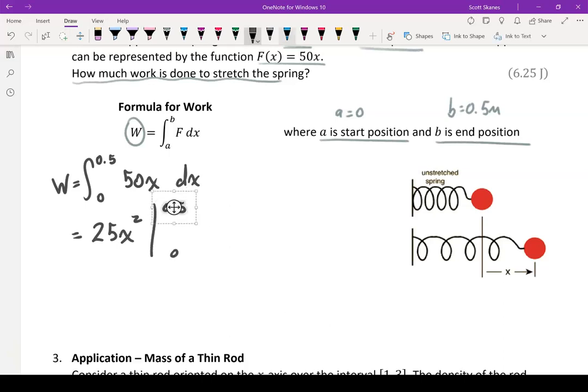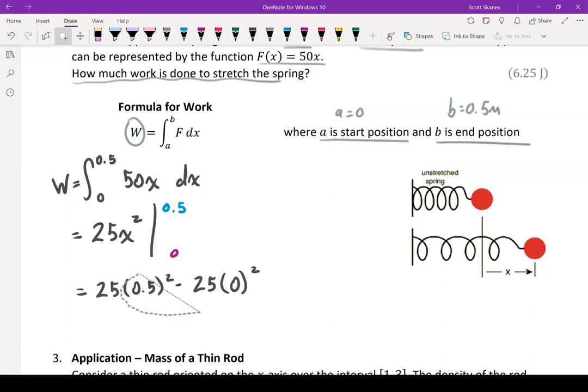So once again, this is your 0.5 as your b value. Your a value is going to be 0. So at the end of the day, it's going to be 25 with 0.5 in it squared minus 25 with 0 in it squared. Might as well color code it just to have some fanciness at the end of the course here. And anything times 0 is 0, so that's gone. And at the end of the day, I've got basically a quarter of 25, which is 6.25 joules.